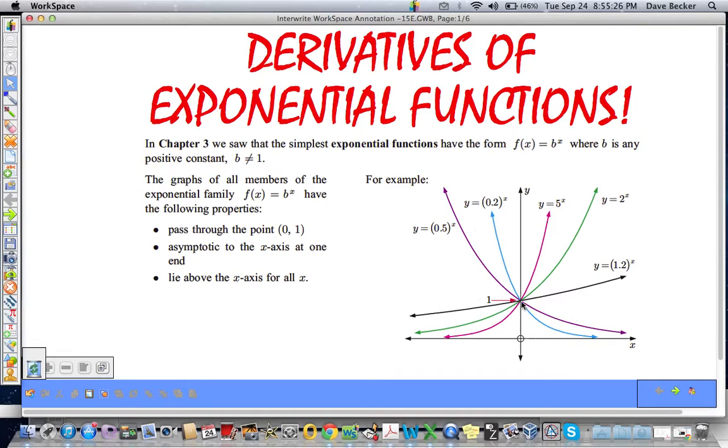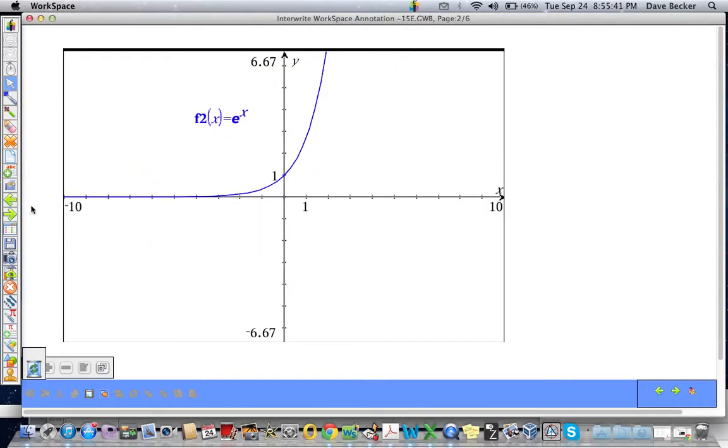They all pass through the point (0, 1) because anything to the 0 power is equal to 1, and they do not cross the x-axis. They don't go below it if they're of the form b to the x. Okay. And there's our good friend e to the x.